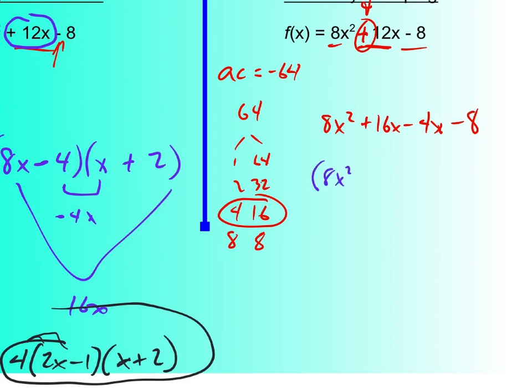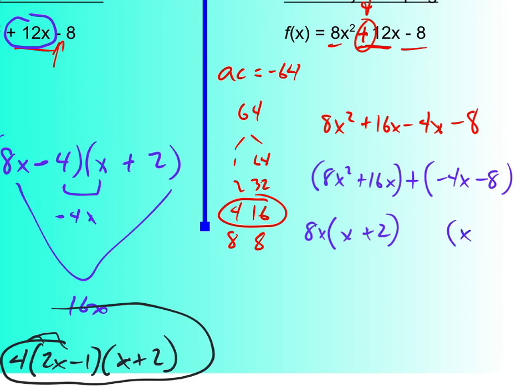So now we would have 8x squared plus 16x, always have a plus, then this would be negative 4x minus 8. So what we could factor out of the first term is a full 8x here, which would leave us with x plus 2. Okay. Now, out of our second term, if we wanted to get an x plus 2, what we would need to factor out then here is a negative 4. Okay, and again, we'll just put a plus sign there. So if we factor out a negative 4, times x is negative 4x, negative 4 times 2 is negative 8.